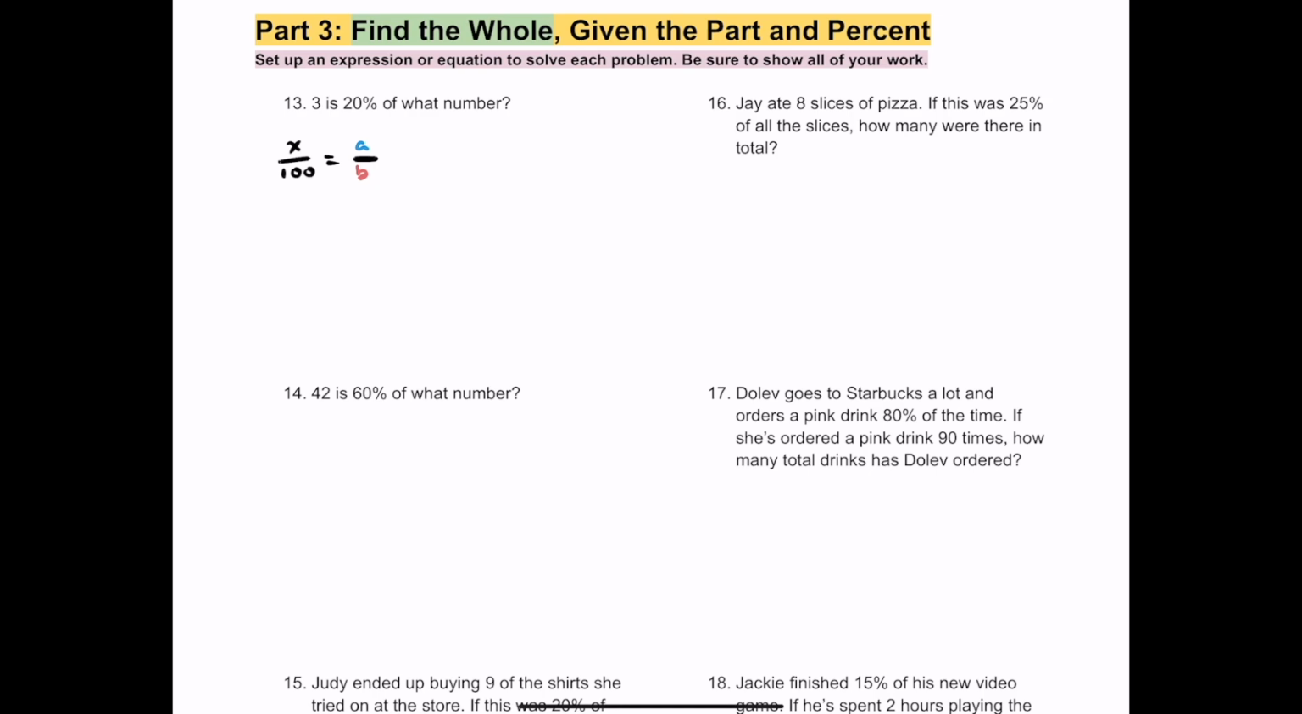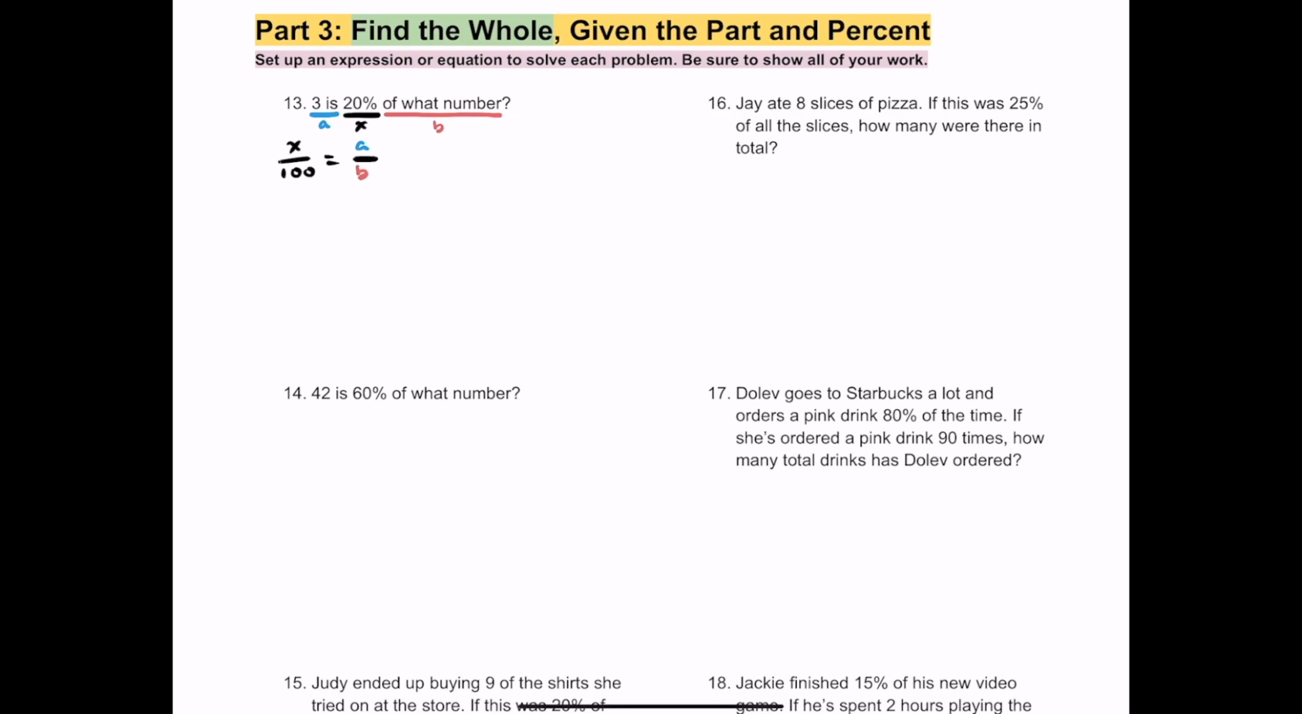Let's see what we're given. The first value here is 3 is. The "is" is going to be on top of the "of", so 3 is, that's going to be the A, or the part. 20%, we like percents. Those are just the X value. And then it says of what number? Of what number? We don't know the B value now. That's all we're really talking about.